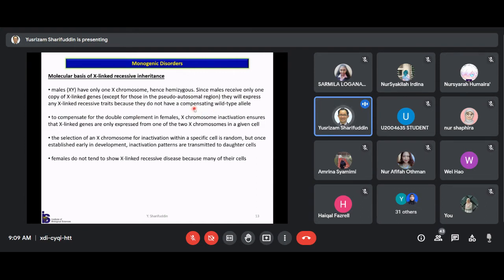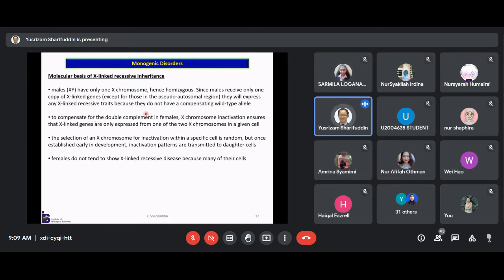Remember we talked about dosage compensation in the X chromosome. What are the mechanisms of dosage compensation in biology? Can anybody name a few? Down-regulation. Mm-hmm. And then? X hyperactivation. Mm-hmm. And inactivation. Okay, you've been studying? Yes, doctor. Very good.